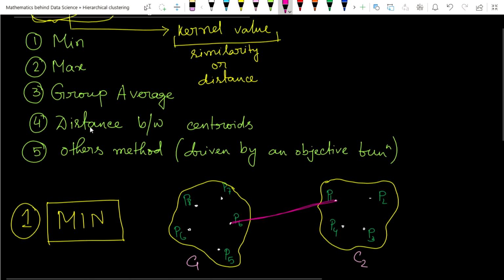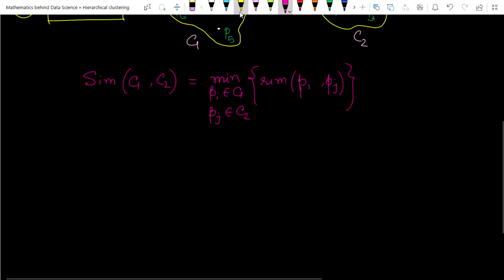Now let's discuss the max concept. How will we compute the proximity value by using the max concept? Now let's discuss this max concept.